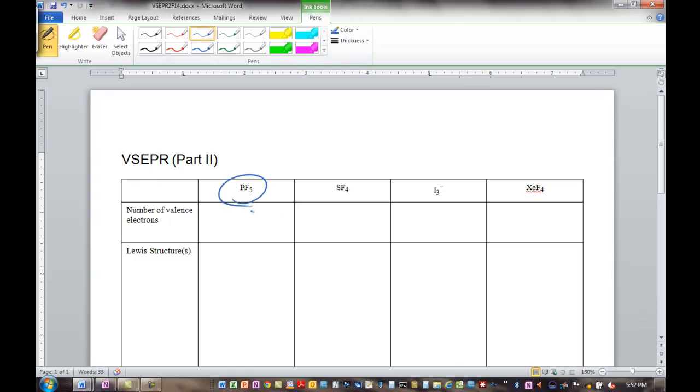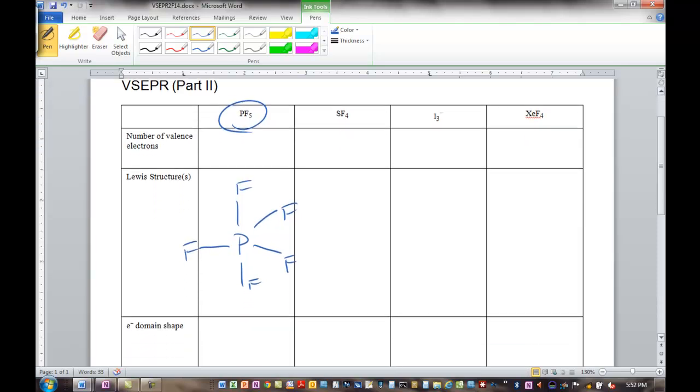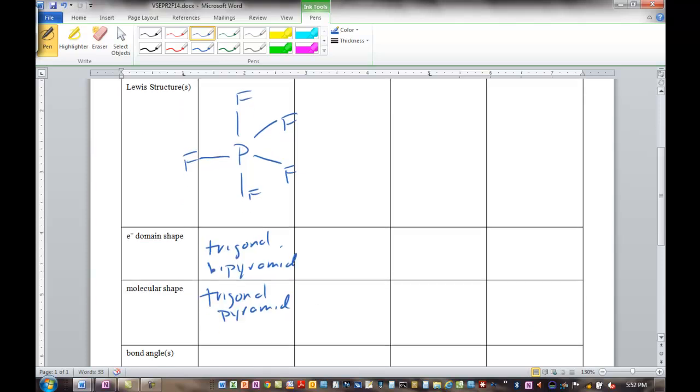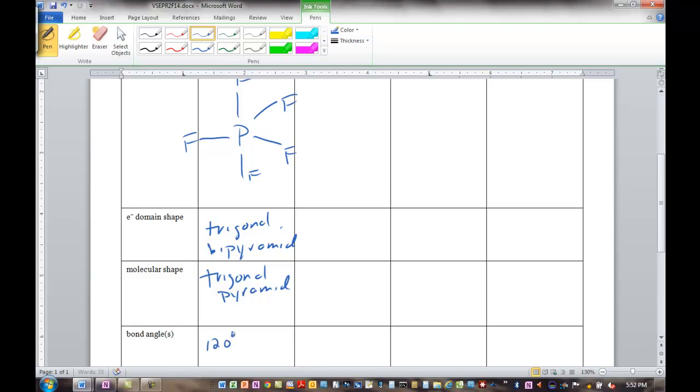See if you can draw this so that you end up with phosphorus with 5 bonds to fluorines, with all the octets on fluorine satisfied. So make sure you can draw that correct Lewis structure. It will look just like PCl5 that we just saw. The electron domain shape, 5 pairs, will be a trigonal bipyramid. Since there are no lone pairs, the molecular shape will also be a trigonal bipyramid. And the bond angles, there are 2 of them, 120 and 90. 120 in the plane, 90 between axial and equatorial.